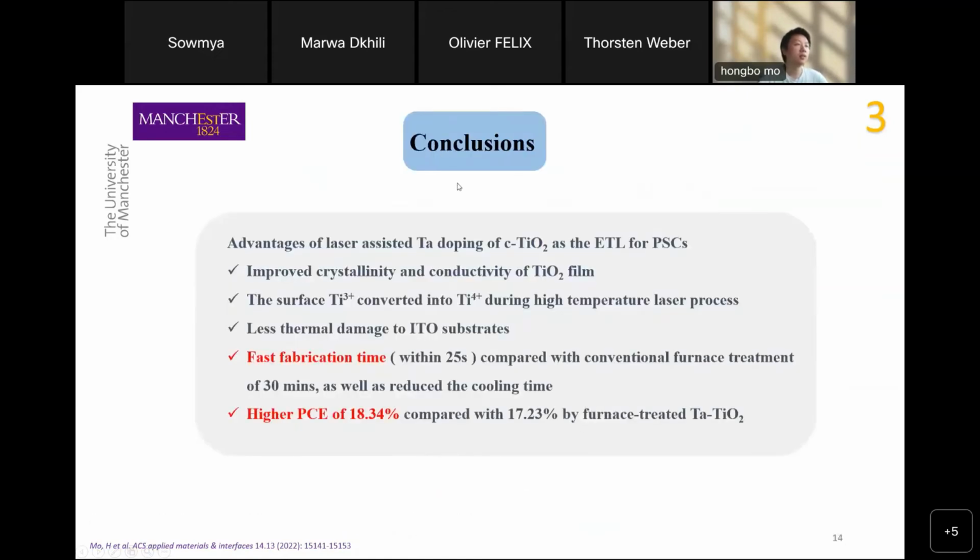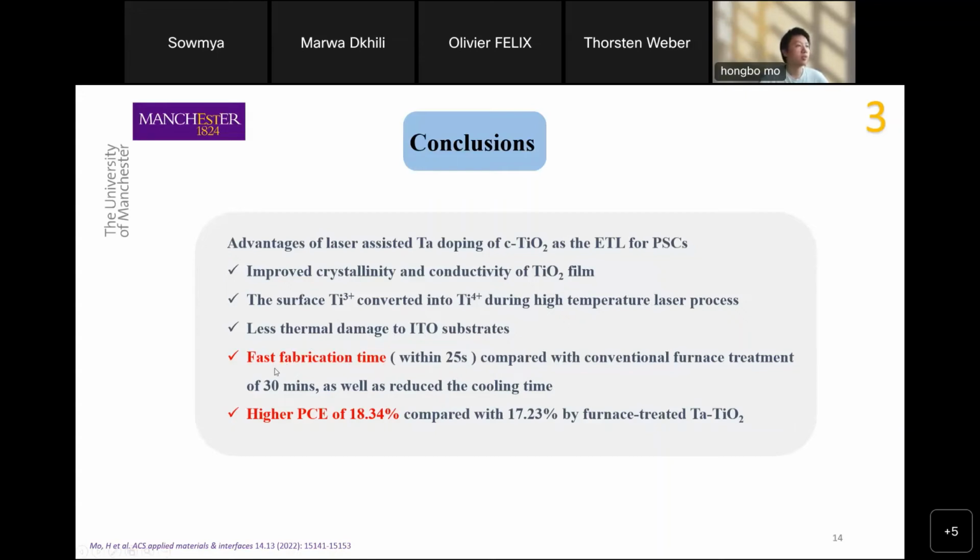And in conclusion, the advantages of laser assisted T8 titanium dioxide for the electron transport layer of perovskite solar cells are as follows. The first is improved crystallinity and conductivity of the T8 titanium dioxide film. Also, the surface defects are passivated by the laser treatment during the high temperature process. Also, less thermal damage to the ITO substrate means less resistance of the ITO substrate.